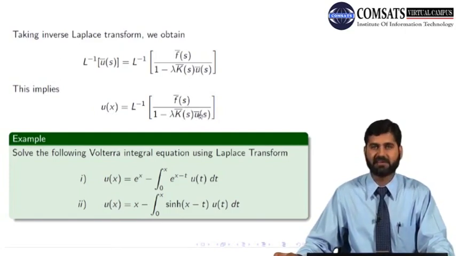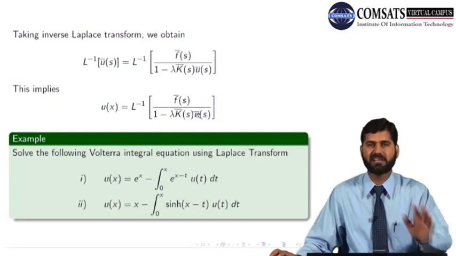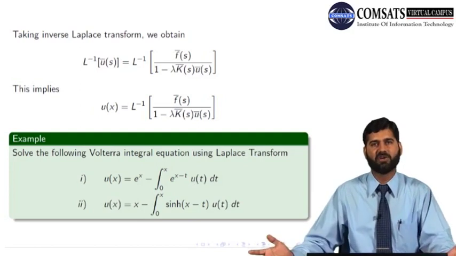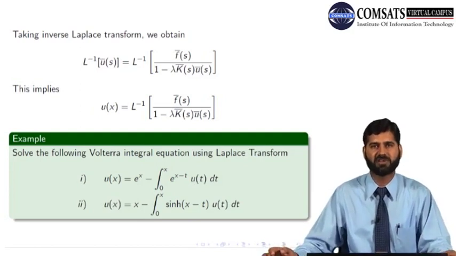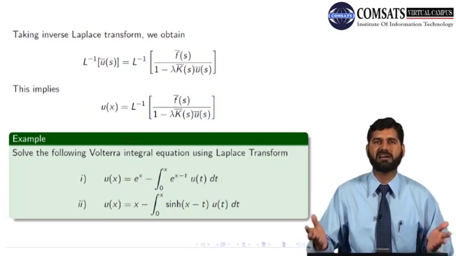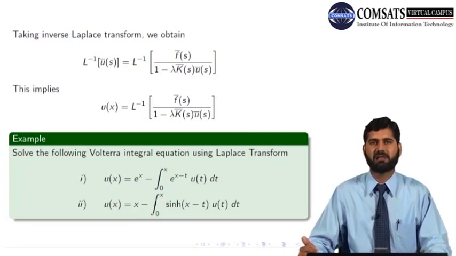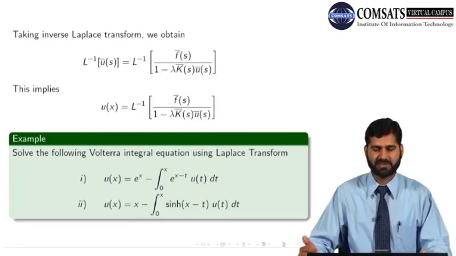And there is no u of x again, remember. There is no u of x. All right. So f bar of s divided by 1 minus lambda k bar of s. This u bar of s is not here. Everything is known on the right hand side. You can take the inverse transform. That will be your solution. So you see how easily I solve the integral equation with the help of Laplace and inverse Laplace transform.